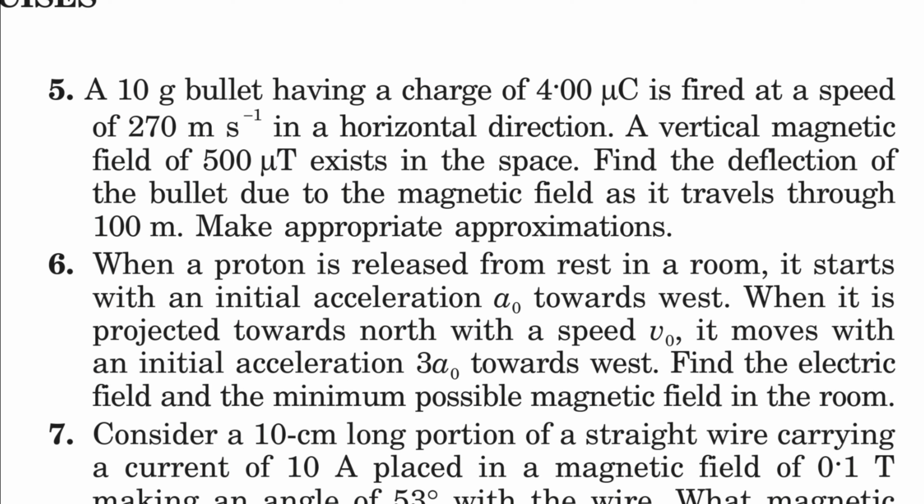Fifth question, we have a 10-gram bullet having charge 4 microcoulomb. It is fired at a speed of 270 meter per second in a horizontal direction. A vertical magnetic field of 500 microtesla exists in the space. We need to find the deflection of the bullet due to magnetic field as it travels through 100 meter. So this is the fifth one. What do we have? Let's say the bullet was moving in this direction, but its acceleration will be in this direction, so it will follow some path like this.